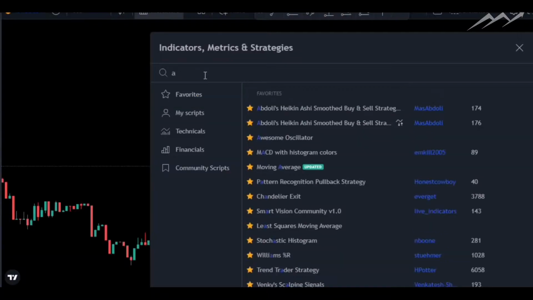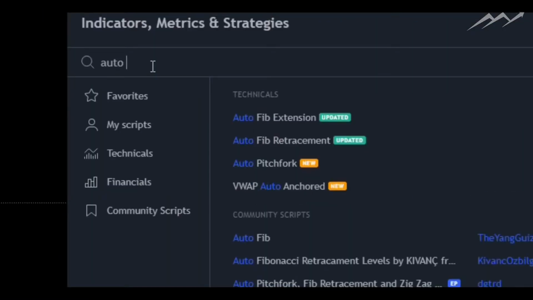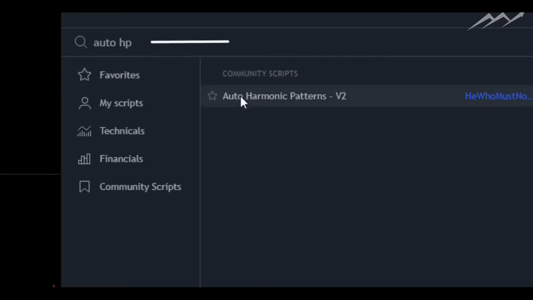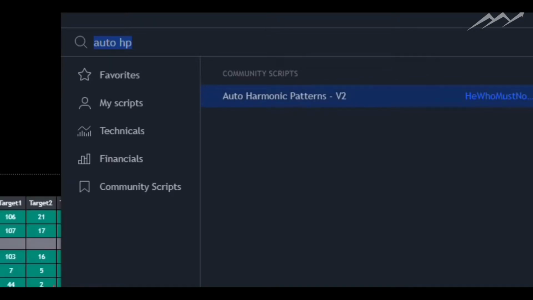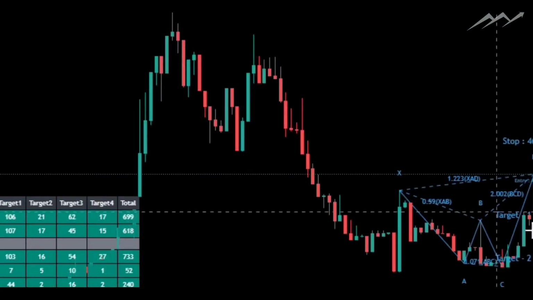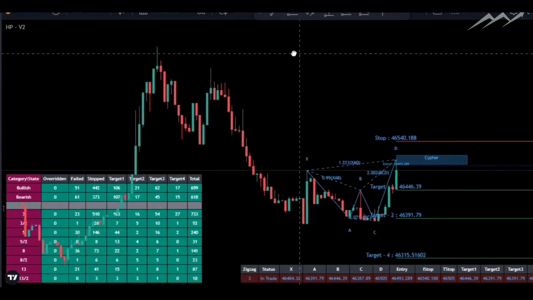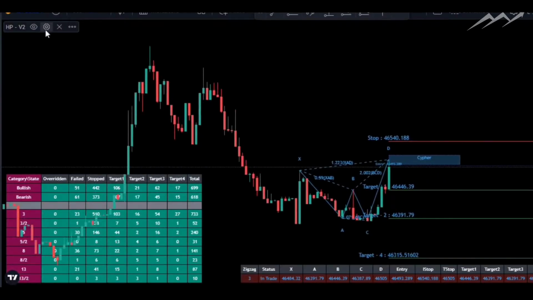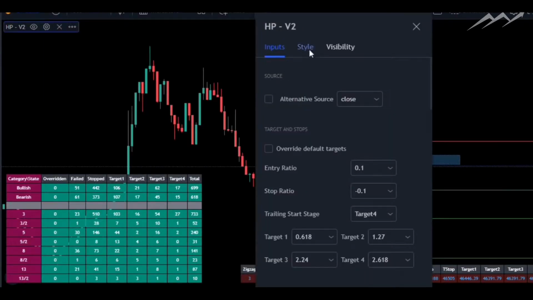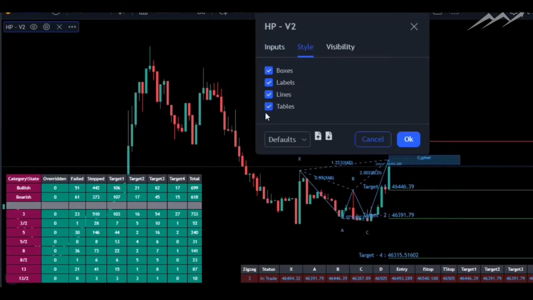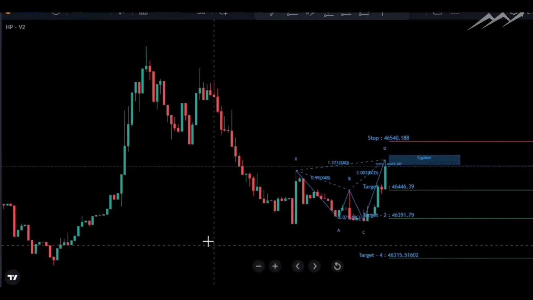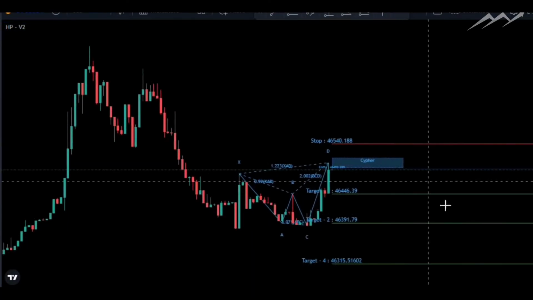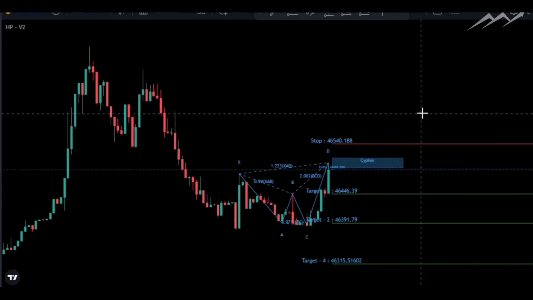Well, in the search field, search for the Auto HP indicator. Add this indicator to the chart. After adding the indicator to the chart, it starts analyzing this chart. First of all, let's go to the indicator settings. I turn off the tables option to make the chart look a little empty. Well, the indicator is ready. Let's go to the tutorial on how to use this indicator.